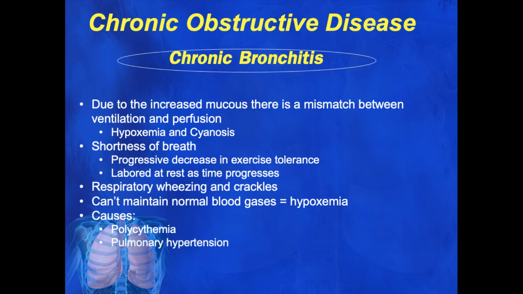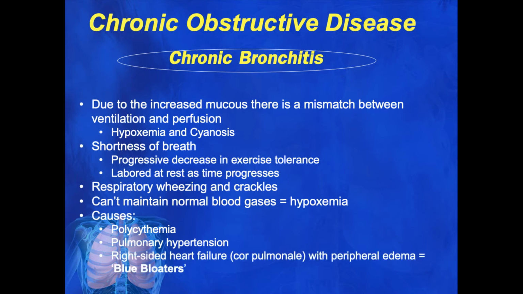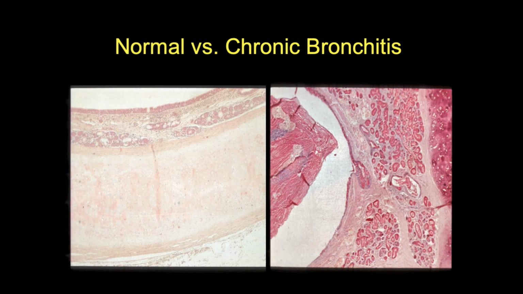And then we have pulmonary hypertension that also can occur from this. And then right-sided heart failure due to the pulmonary hypertension with peripheral edema. And that right-sided heart failure due to pulmonary hypertension, if you remember, we call cor pulmonale. And sometimes when you see this problem, they call them blue bloaters.